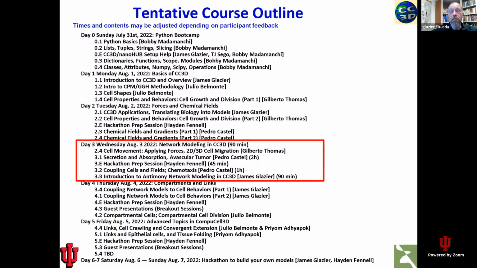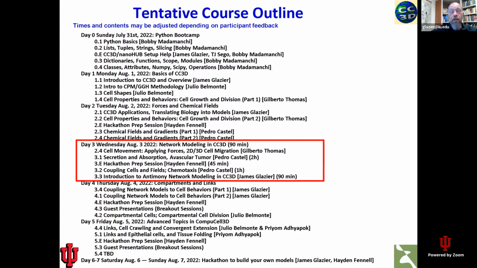You'll notice that there's a little bit of a time shift here. Secretion absorption of the avascular tumor spheroid is a pretty big topic. And we're going to do that in a 1-2-hour session rather than splitting it. And then coupling cells to fields and chemotaxis is actually fairly easy to do, I hope. And so that's going to be a 1-hour session. That means that our lunch break is going to get moved half an hour later today than normal.